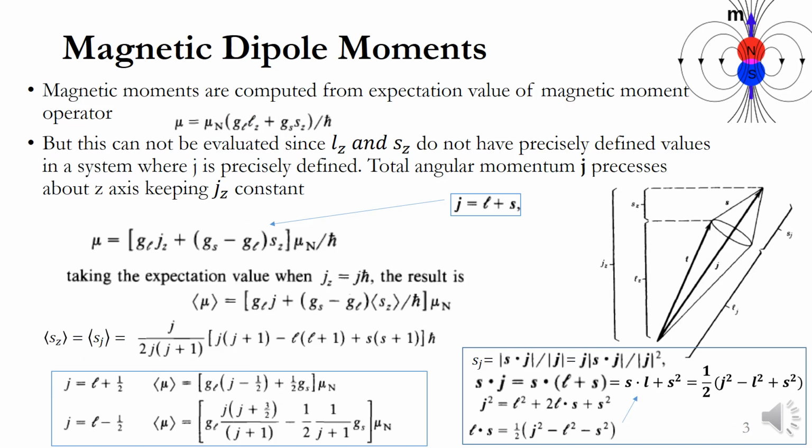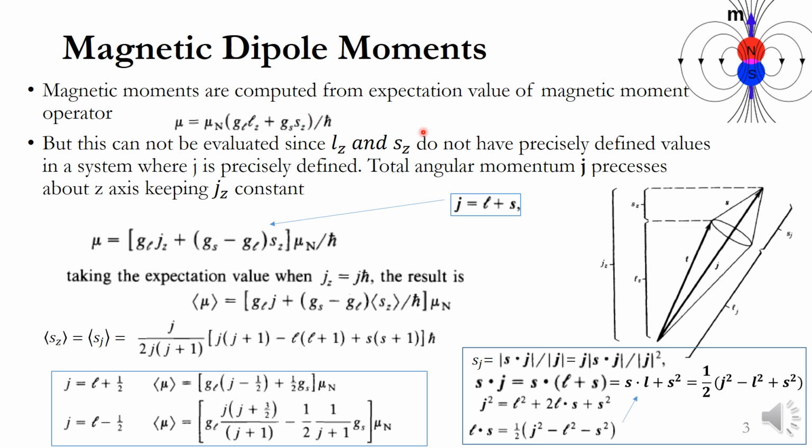The third prediction is the magnetic dipole moments of the nucleus. The magnetic moments are computed from the expectation value of the magnetic moment operator in terms of the nuclear magneton μn. This magnetic moment is given by μn times (gL Lz + gS Sz) divided by ħ, where gL and gS are the g-factors, and Lz and Sz are the orbital angular momentum and the spin angular momentum respectively.